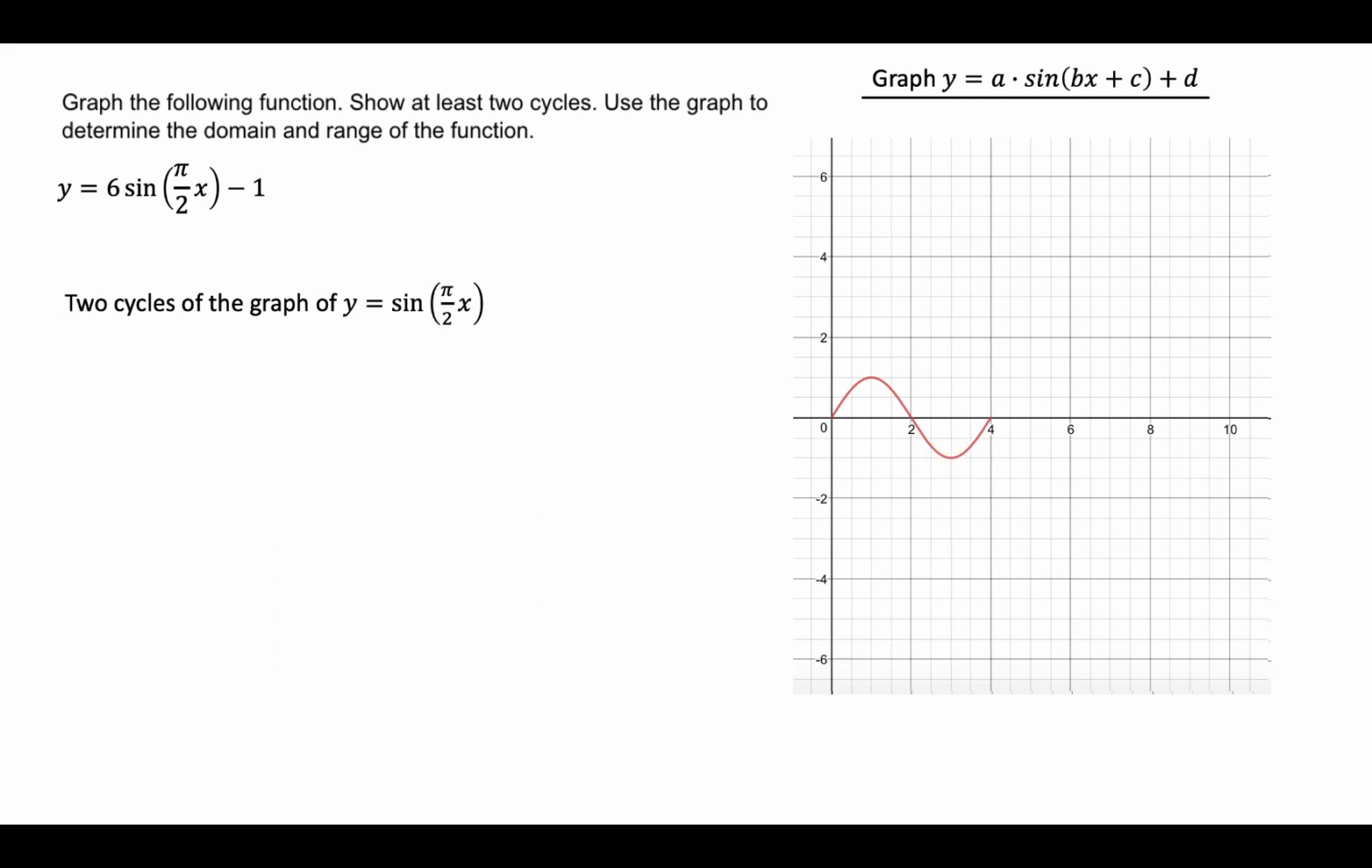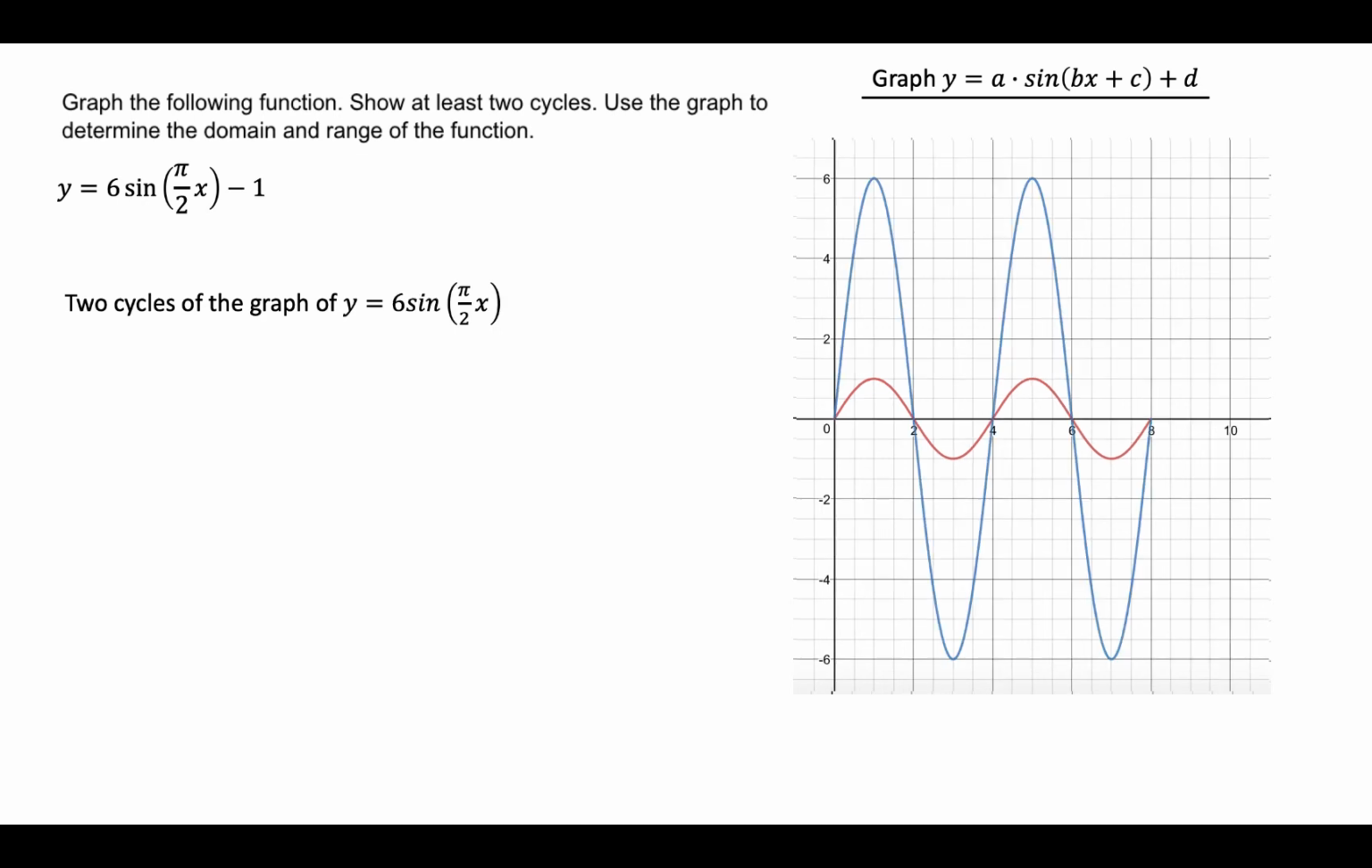We can now construct 2 cycles of the graph of y equals the sine of pi over 2x by extending our graph another 4 units. So we have 2 cycles of the graph of y equals the sine of pi over 2x between the x values of 0 and 8. Now we can graph 2 cycles of the graph of y equals 6 times the sine of pi over 2x just by using our transformations.